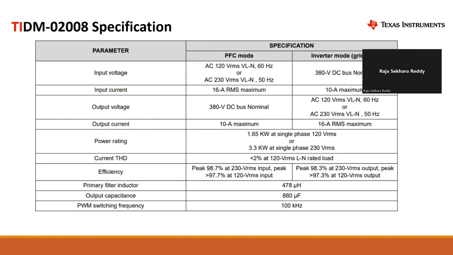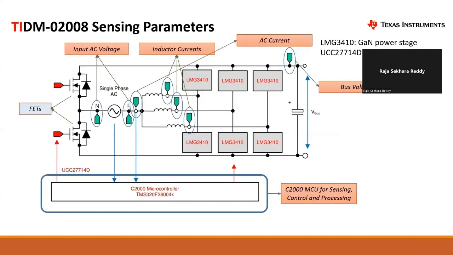These are the specifications of it, and how these inductor currents have to be sensed. Your line current has to be sensed. Your output voltage has to be sensed. Your input AC voltage has to be sensed. All these sense signals have to go to your microcontroller, and then the microcontroller will generate PWM signals to run these switches, these GaN switches, and these slow MOSFET switches.